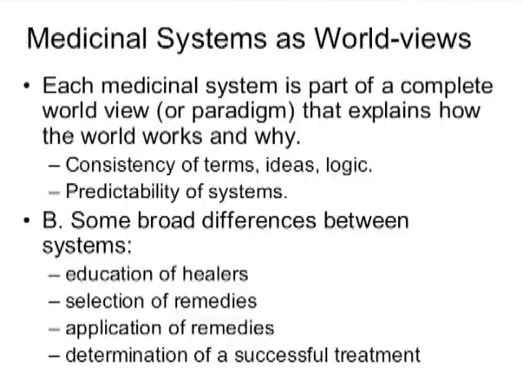However, there are some broad differences that we can see across the range of cultural systems, and these can be found in four main categories. The first is how different healers are educated. The second is how remedies are selected. The third is how remedies are applied. And the fourth is how people determine that they've had a successful treatment. Because as it turns out, a successful treatment is not necessarily the same. And this may seem kind of funny, but it's actually much more complex than it first appears.